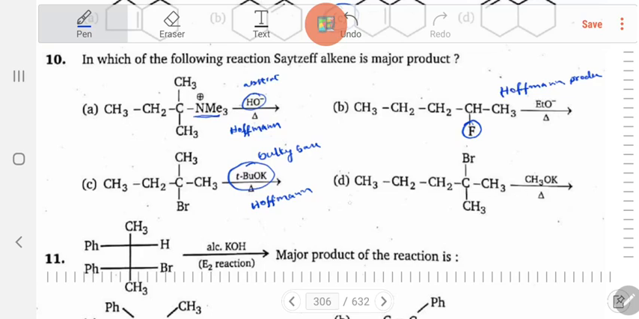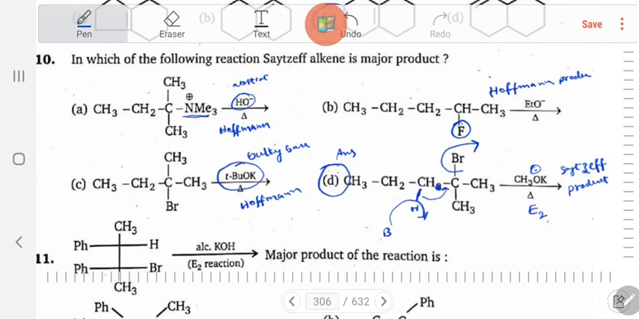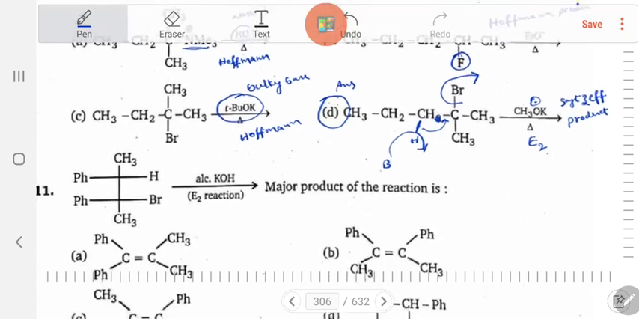So you will get the Saytzeff product only in option D. This is the correct answer, because here the base is not bulky, and there is a good leaving group. So first this will leave, and O minus will abstract hydrogen from this position. The base abstracts hydrogen here, then this bond is shifted here and this is lost. So it leads to the E2 elimination product, which is the Saytzeff product. So option D is correct. Next, question number 11.